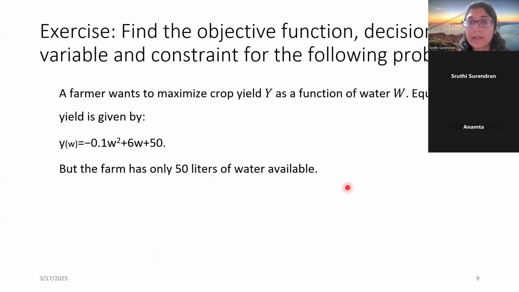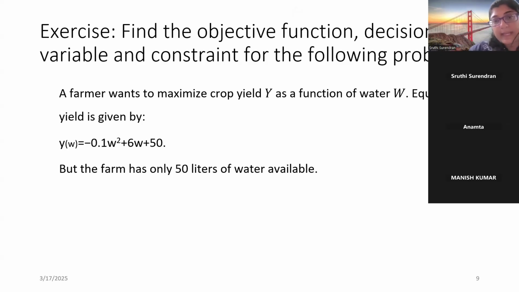Now, I have an exercise here for you to recognize which is the objective function, the decision variable and constraint. So here this question is there. A farmer wants to maximize the crop yield, given by the variable y, and it's a function of the water. The equation of the yield is given as minus 0.1 w square plus 6w plus 50. The farm only has 50 liters of water available. So what is going to be the objective function? What is the decision variable and what is the constraint?